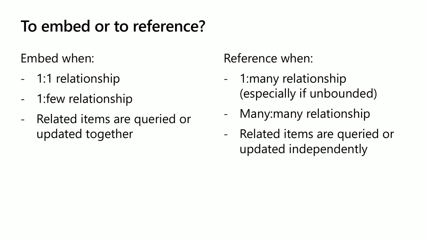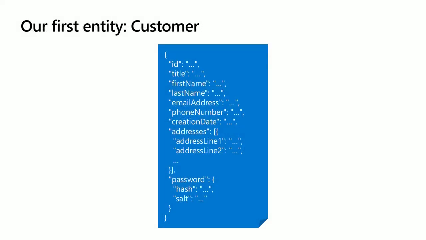This is not something that you can embed. And referencing works best when those different related items are either queried or updated independently. If our requirement would be to just fetch one address and one address only, maybe we should stick with referencing, but that's not our case here. For our use case and in order to materialize our customers, what makes sense is to embed everything in the same JSON document. So that's our first entity.